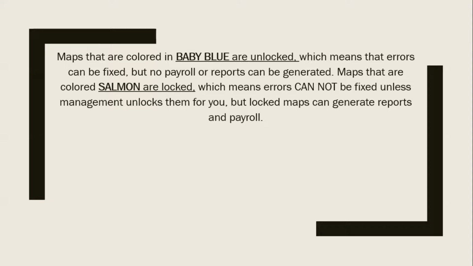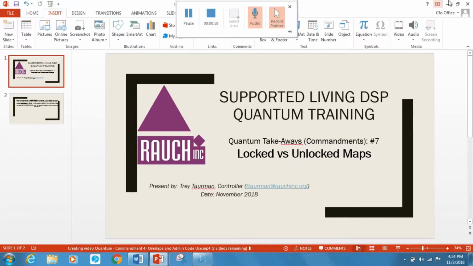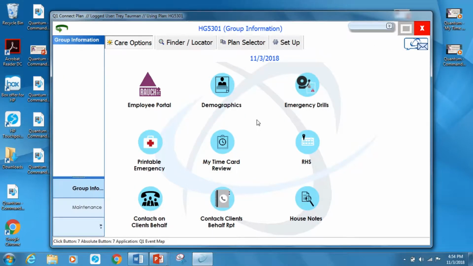However, maps that are colored kind of like a pinkish salmon are locked, which means you cannot do anything with them unless you contact your program manager. So if you notice an error on a locked map, you can't fix it. However, if there's an error on a baby blue unlocked map, then you can. However, locked maps is what generates reports and your payroll and all of that. So this will be a rather quick video, but just to kind of show you what we're talking about.